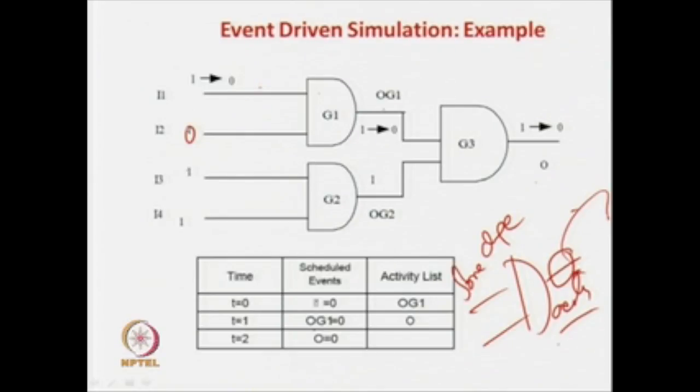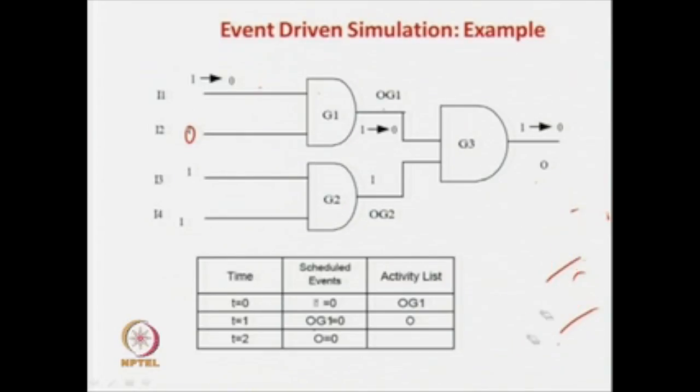Now, in this case what would happen? Say our initial pattern was 1 0 1 1. Now you change this one. I goes from 1 to 0, and the activity list is O equal to 1. Now with a 0 and a 0, the activity list is 0. Initially it was also 0, now it is also 0, so the activity list will be empty, because it is 0 to 0. No change is there and everything stops here. So in level 2 the propagation will stop.